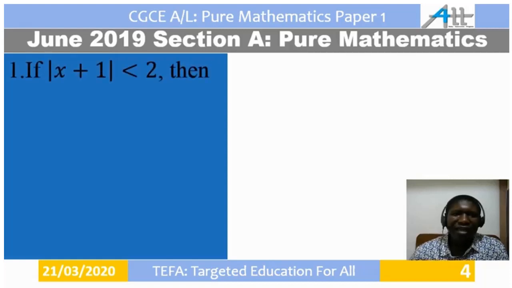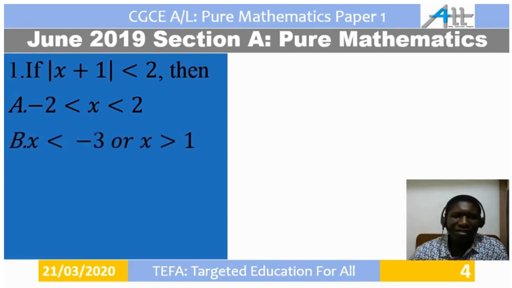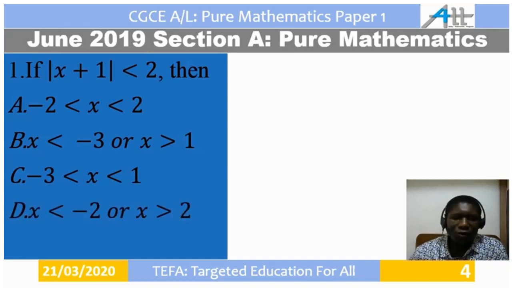Question 1. If the absolute value of x plus 1 is less than 2, then A. x lies between -2 and 2 exclusively. B. x is less than -3 or x is greater than 1. C. x lies between -3 and 1 exclusively. And D. x is less than -2 or x is greater than 2.